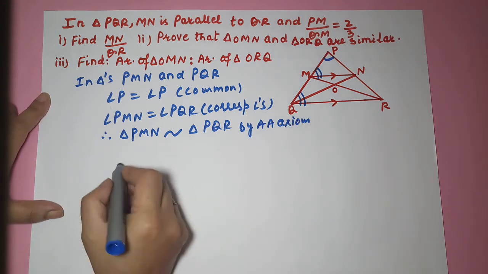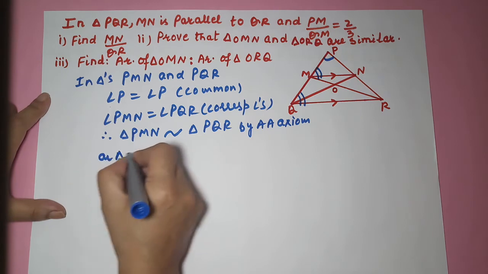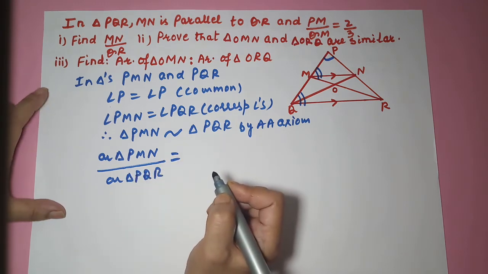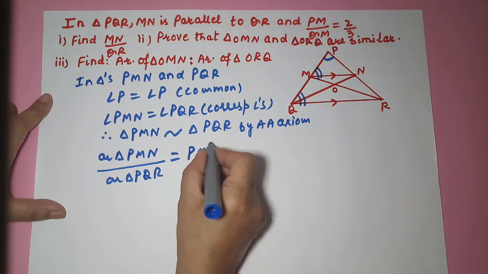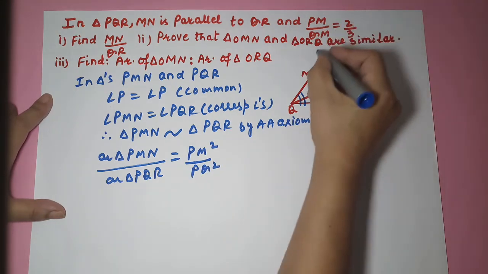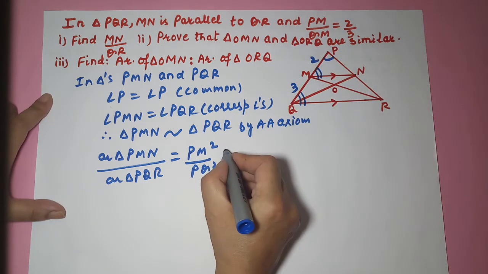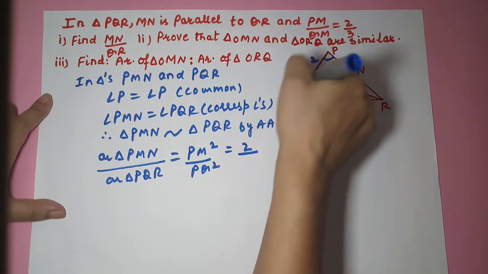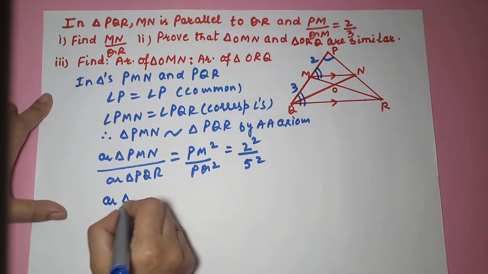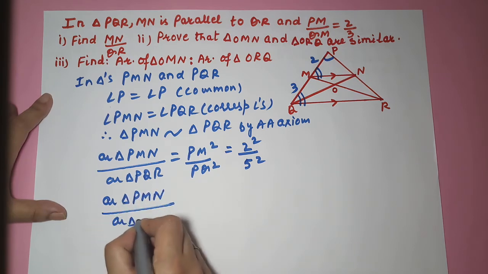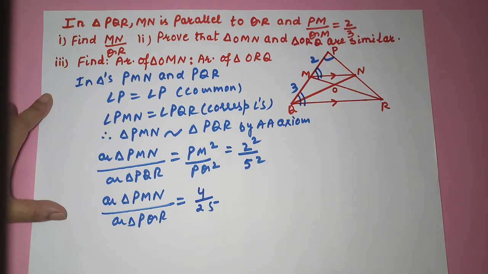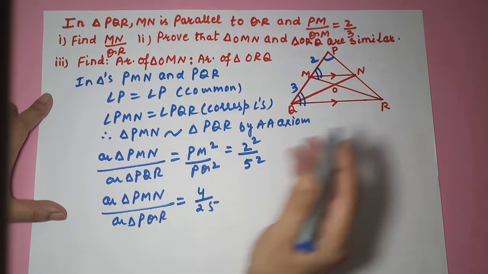Now, you can write area of triangle PMN upon area of triangle PQR is equal to PM square upon PQ square, right? PM is given 2 and QM is given 3. So PQ becomes 5 then. So this becomes 2 square by 5 square. So you got area of triangle PMN upon area of triangle PQR as 4 by 25.